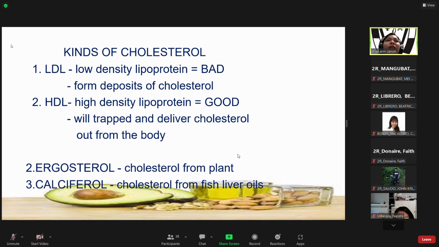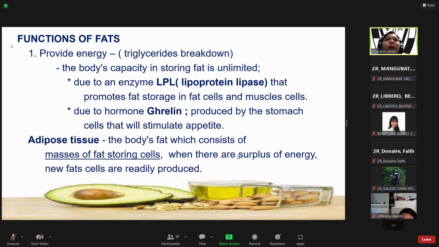Okay. The other type of sterol is your ergosterol. This is coming from your plants. And your calciferol is from fish liver oil. Okay. So that is, I think, the function of your fat.